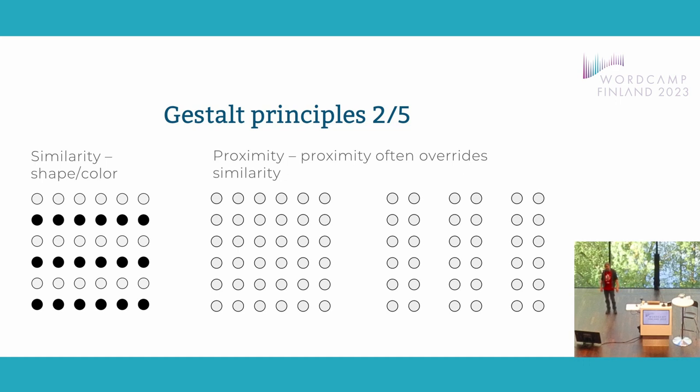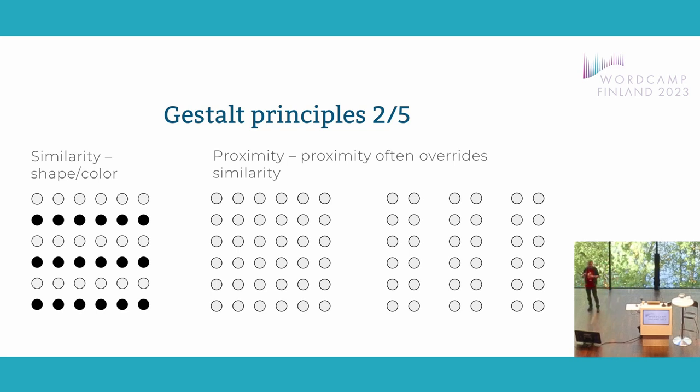Similarity is a very important principle when we do website design for usability or accessibility. We easily group similar shapes and similar colors into one group. So with even spaces between those different circles or dots, we can easily organize them into black dots and white dots. That's what we do instinctively.